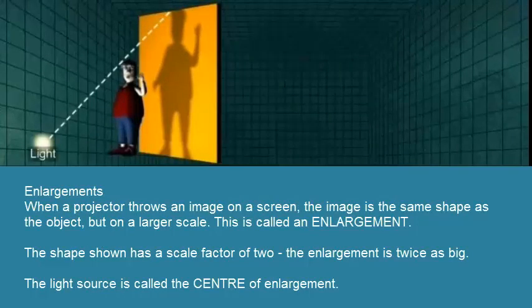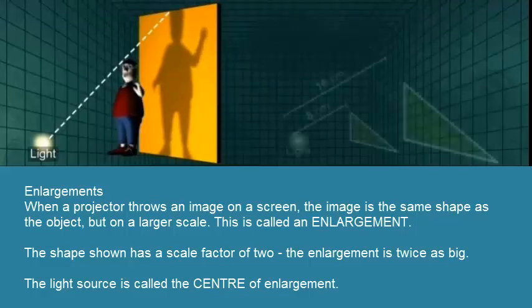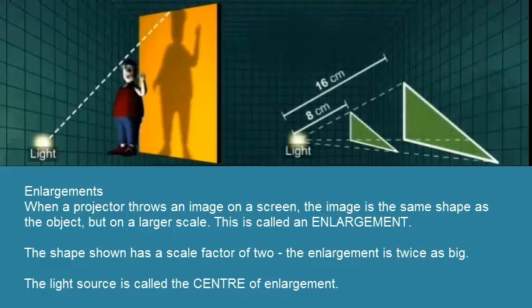Enlargements. When a projector throws an image on a screen, the image is the same shape as the object, but on a larger scale. This is called an enlargement. The shape shown has a scale factor of 2. The enlargement is twice as big. The light source is called the center of enlargement.